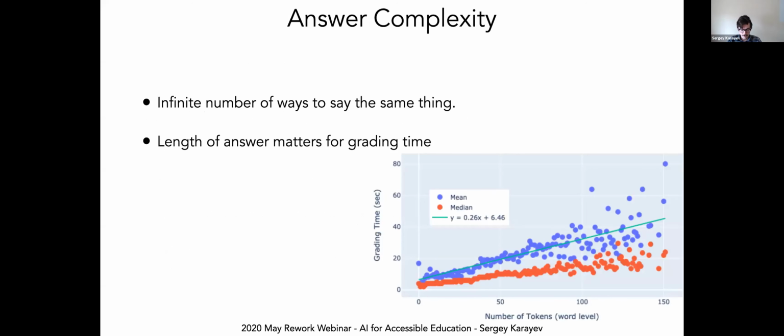If we solve the handwriting complexity, we're still left with answer complexity. And that's basically like the NLP foundational problem of there being an infinite number of ways to say the same thing. For grading specifically, length of the answer matters for grading time. And there might be interesting things we can do with that by presenting short answers earlier or later, just to kind of keep the grader in flow. And this is data that we actually can see in our data set, measuring the number of tokens in the answer versus the grading time. You can see a clear correlation.